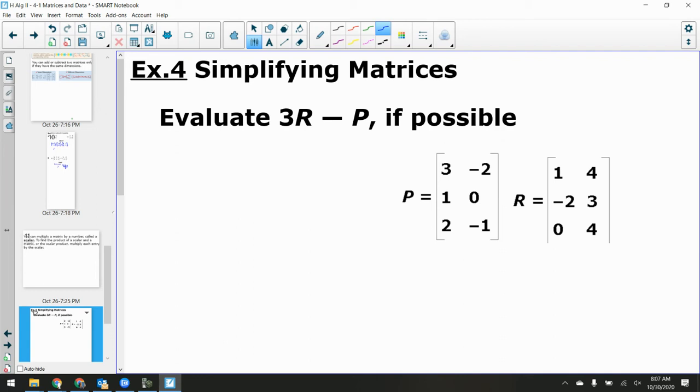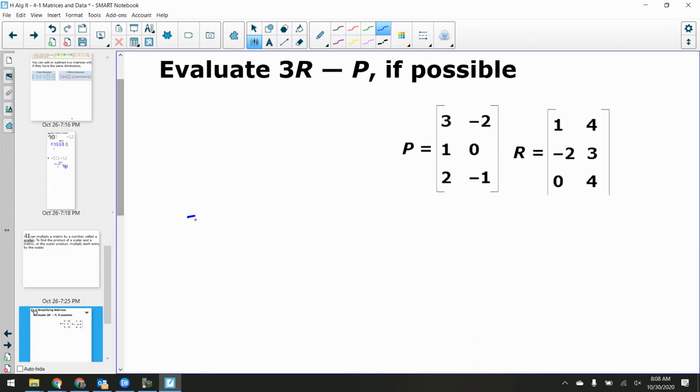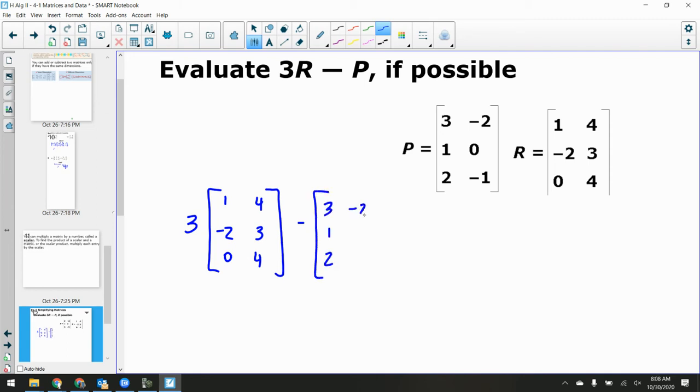Yes. A 3 by 2 minus a 3 by 2. So yes, I can subtract these in the end. So let's actually calculate it out. This is how we would write it. We would say 3 times matrix R, which is 1, negative 2, 0, 4, 3, 4, subtracted by matrix P, 3, 1, 2, negative 2, 0, negative 1.